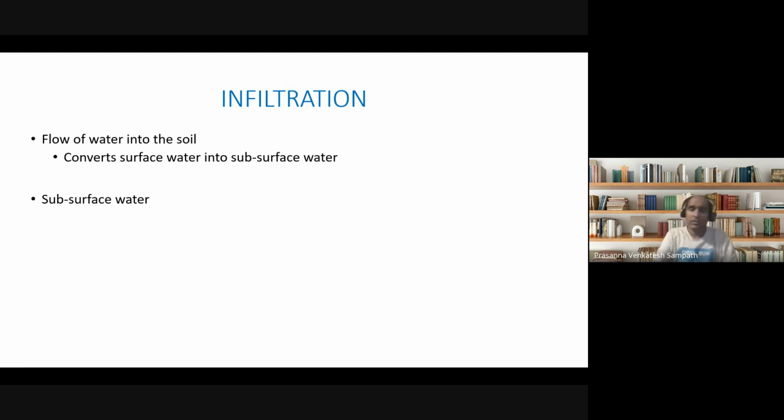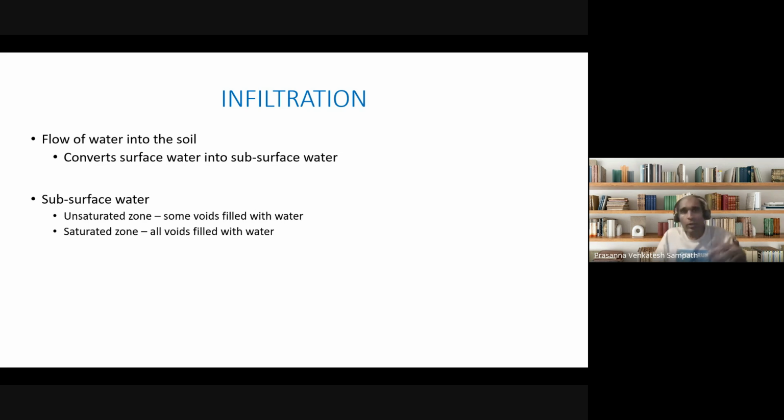Okay, now the subsurface water actually occupies two zones under the land surface. One zone is referred to as the unsaturated zone, where some of the voids are filled with water, and then naturally you can expect what the other zone will be called. The other zone is called the saturated zone, where all the voids are filled with water, right?